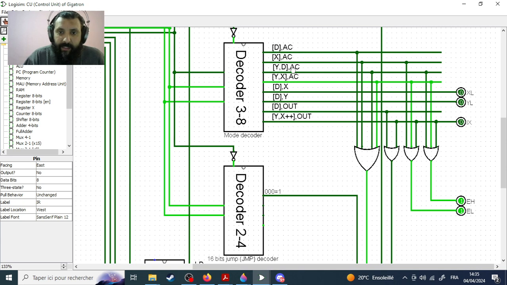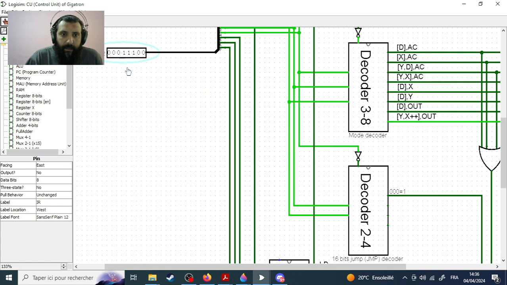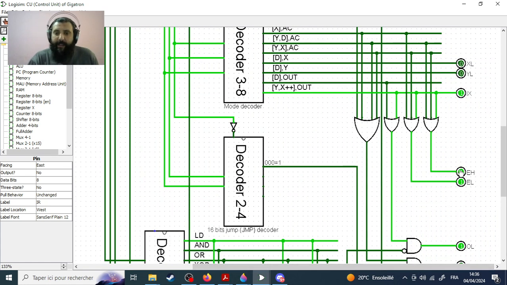We did this one, the last one. This is YX plus plus. This is the same YX. The plus plus is another signal. Yes, 1, 1, 1. The input and the output is 1, 1. The output is 1, 1. Very good. We put 7, and we get 1, 1.